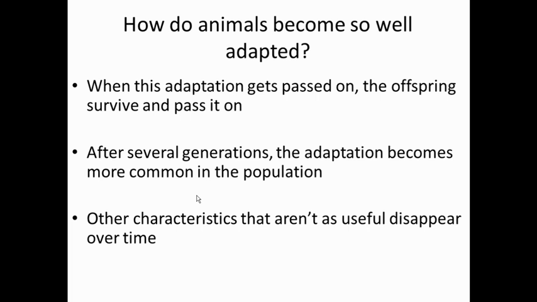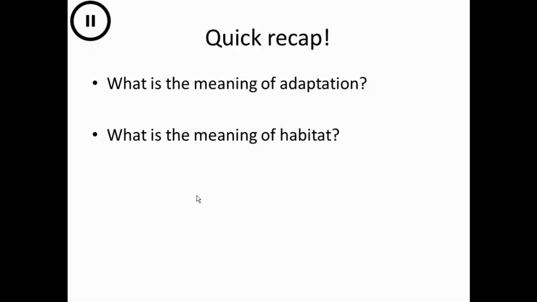Other characteristics that aren't as useful disappear over time. So if we think about a brown polar bear, it's not camouflaged in its environment. It will be seen by its prey, it won't eat as much, so it won't survive as long to pass on its traits. And if it does, then its offspring won't survive as long, okay? So that's why animals, on the whole, become so well adapted, because they pass on these traits to their offspring.